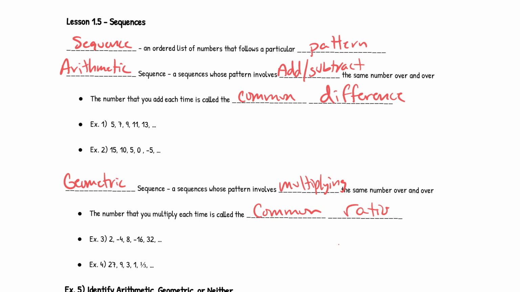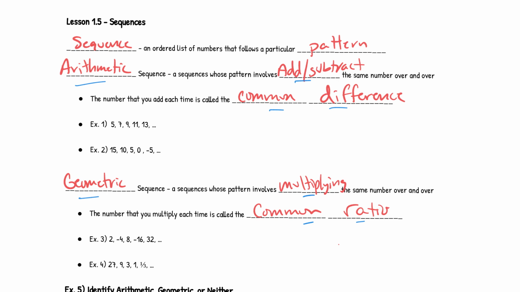All right, so we're talking sequences. You see the two different types of sequences. We have arithmetic and geometric. Make sure you say those correctly. Arithmetic involves adding, subtracting, and has a common difference. That's the number you add or subtract. Geometric involves multiplying, not dividing. We're not going to use dividing, and it involves a common ratio.